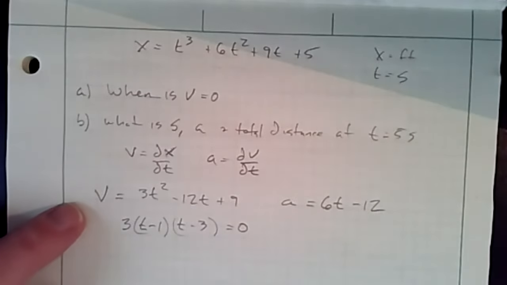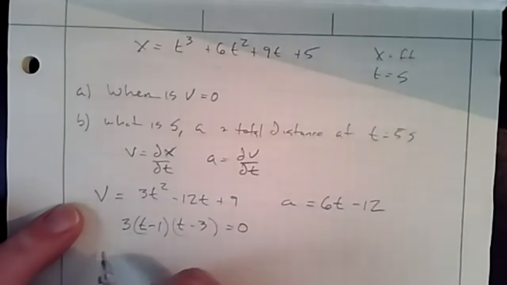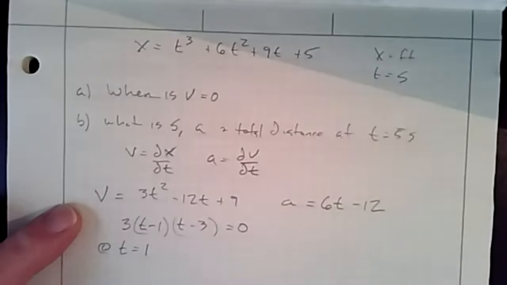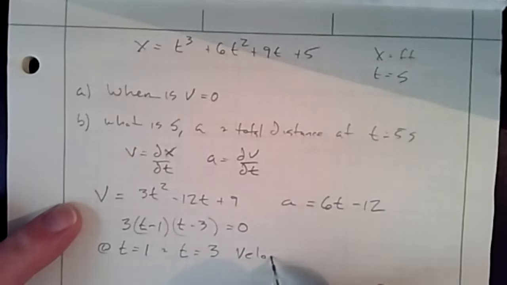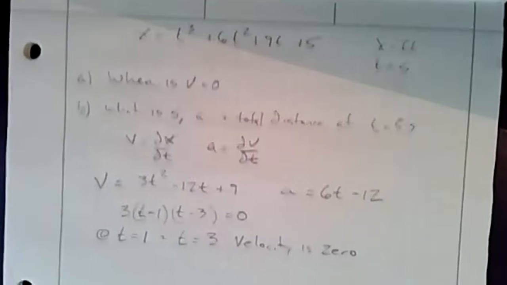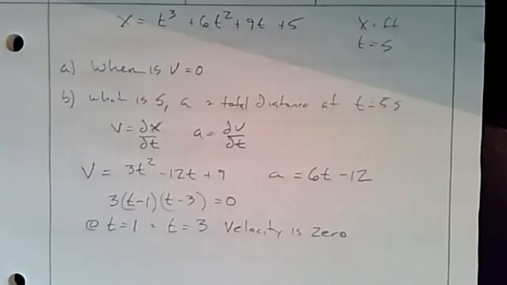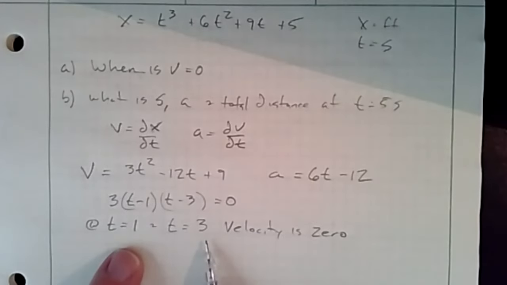Now we can say that at t equals 1 and t equals 3, the velocity is 0. So that's the first part of that, and we'll need that when we come back to it. So when is velocity equal to zero? That's what we want to know. It's at time one and time three. Any questions? Make sense?